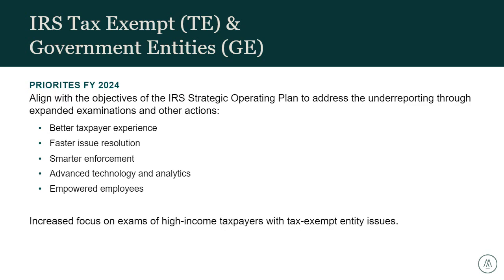So priorities for fiscal year 2024 have been a bit of a change in how they typically have provided those. They're really trying to align with the objective of the IRS strategic operating plan, as an overall IRS plan, to address the underreporting through expanded examinations. And so the IRS focus, which now includes TEGE, is better taxpayer experience, which I'm sure we could all benefit from, and faster issue resolution. Again, as I mentioned, a lot of these issues take a very long time to resolve. Smarter enforcement, so that's really relying on their advanced technology and analytics, and empowered employees. One of the increased focuses, which comes up a lot, is exams of high-income taxpayers and tax-exempt entity issues.